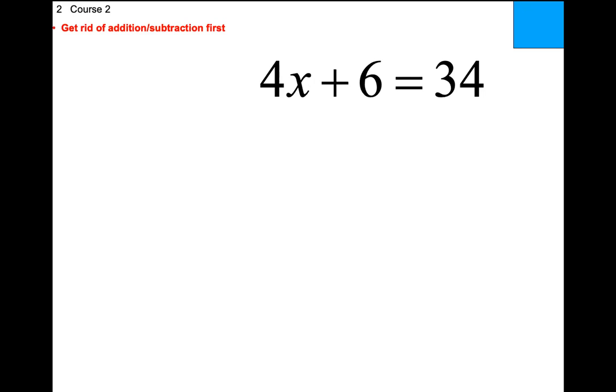So I'm going to show you that I'm still going to get to x equals 7, even when I do the wrong thing. What's 6 plus 6? 12. Not 0, so it's plus 12. All right. And 34 plus 6? 40.